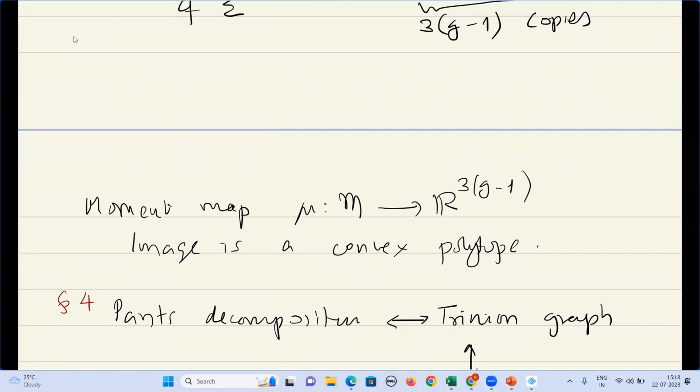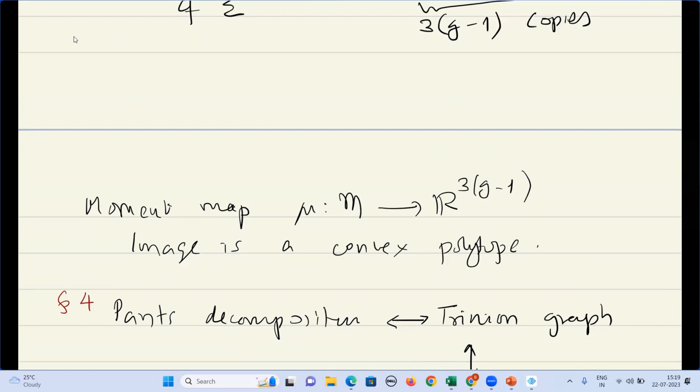Now, by the general theory that I explained before, the image is a convex polytope, and what I'm interested in is integrating various quantities on M with respect to the symplectic volume, which, using the theorem that I mentioned about the push forward of the Liouville measure, amounts to integrating over the convex polytope.